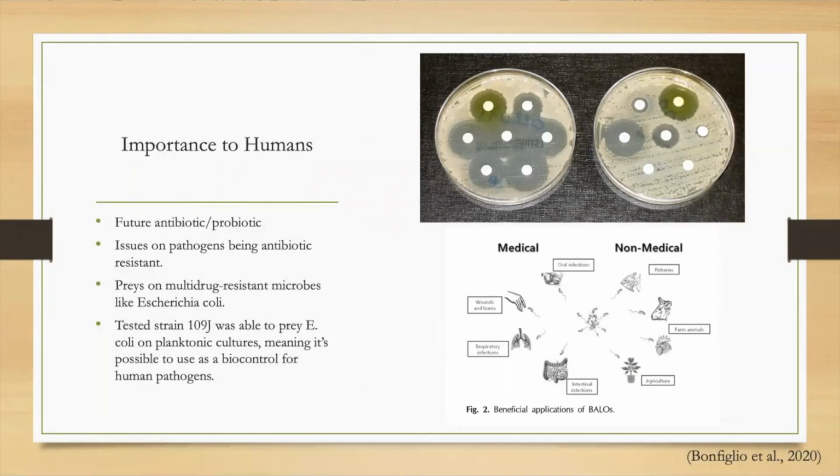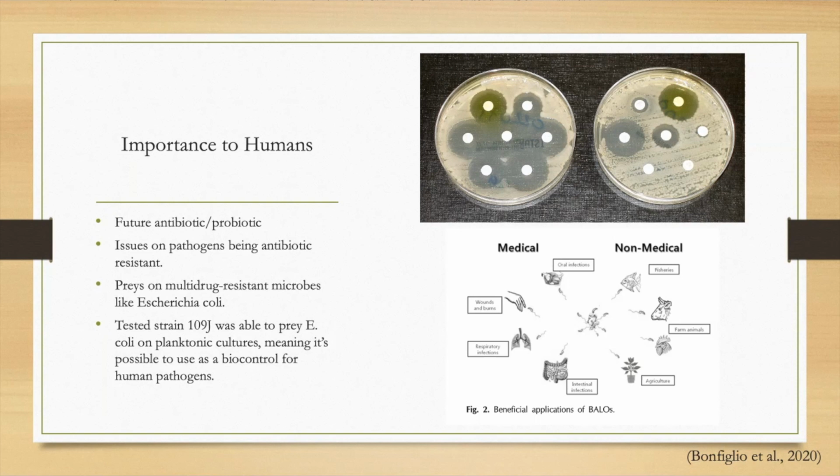Bdellovibrio bacteriovorus is also important to humans due to being a future antibiotic slash probiotic. Over the years, there have been issues with certain pathogens becoming multi-drug resistant to antibiotics due to us overusing them, as seen in the image on the right side of the slide, where on the right plate you can see 3 antibiotic samples not being effective against the bacteria that was swabbed all over. The World Health Organization declared this as one of the three most important public health threats.